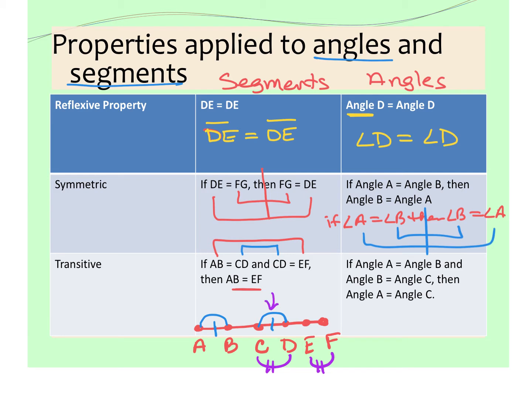Notice these two right here are the same segment, so they're equal to each other. Because you can show this as the overlap, and it's the same thing. If this one was equal to this one, then this one's equal to this one. And you cancel out that overlap. And that's why AB equals EF.